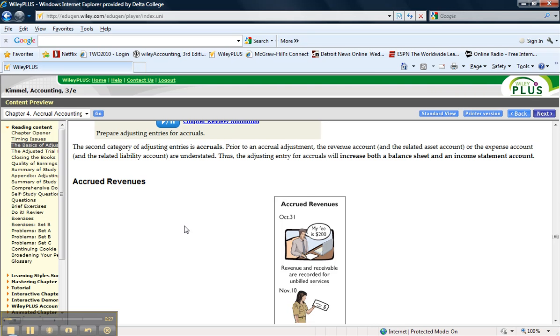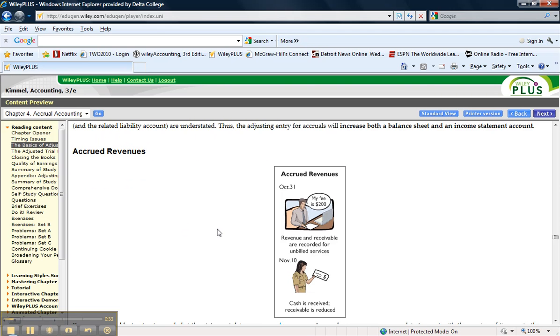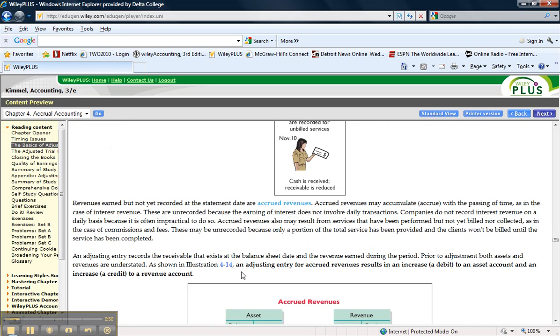So we've got to make an adjusting entry to record revenue. So what we do then is, we notice that this person is doing some work and they haven't billed the services yet as of October 31st, but they've got a fee that is due. So they need to record some revenue even though the cash isn't going to be received until the next month.